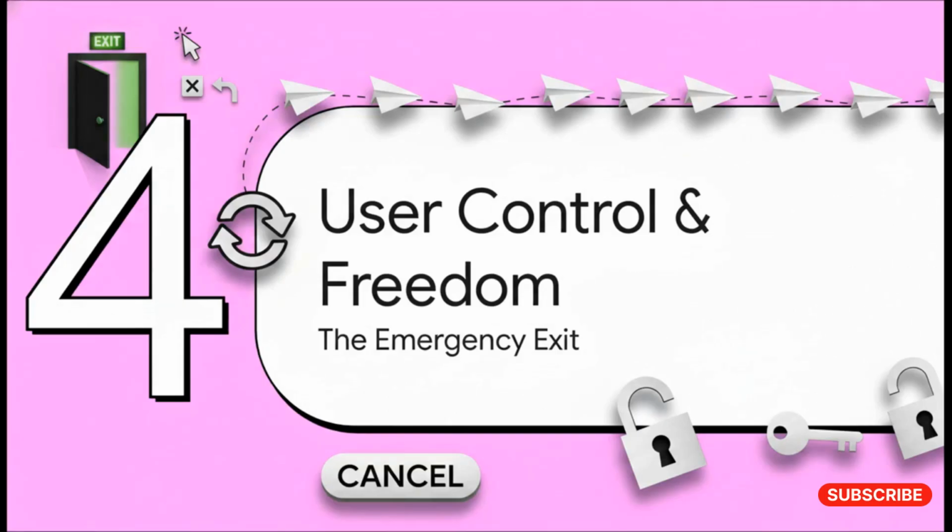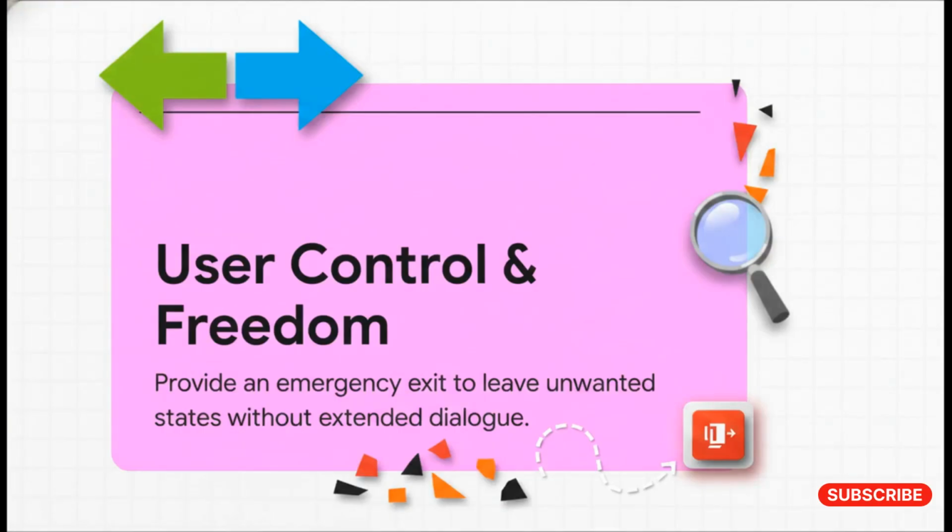Let's look at Principle 3, user control and freedom. The core rationale here acknowledges a very simple truth. Users inevitably click the wrong thing. It happens all the time. When they choose a system function by mistake, they absolutely need a clearly marked emergency exit to leave that unwanted state without having to jump through hoops or go through some massive extended dialog box.